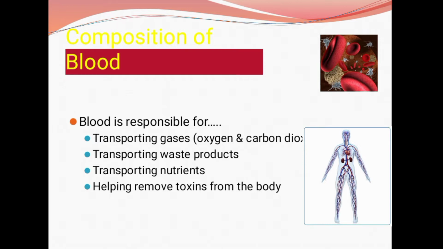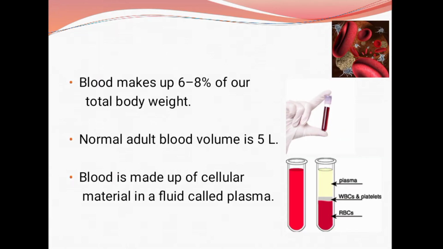It also plays a very important role in preventing our body from different diseases that are caused when different pathogens and different disease causing agents invade our body. So blood makes up about 6 to 8% of our total body weight, and in a normal adult the blood volume is about 5 liters.